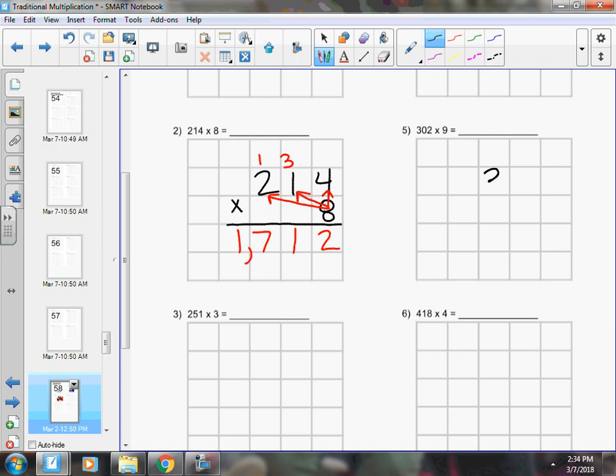Right next door, 302 times 9. 9 times 2, then 9 times 0, then 9 times 3. 9 times 2 is 18. 9 times 0 is 0, plus 1 is 1, with nothing to carry. And 9 times 3 is 27.